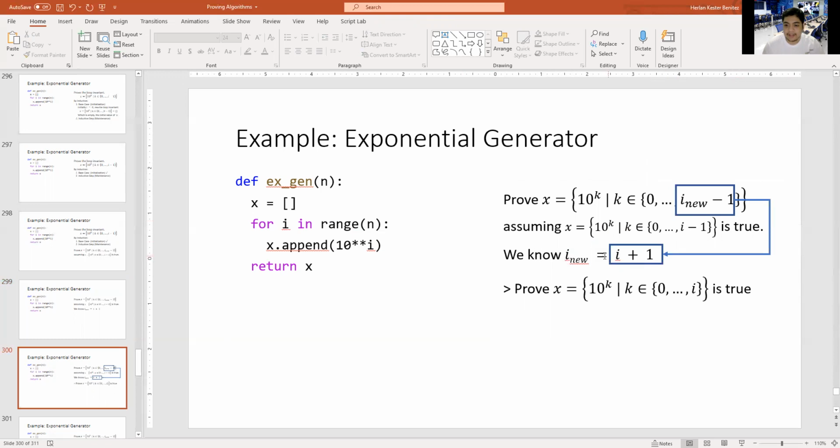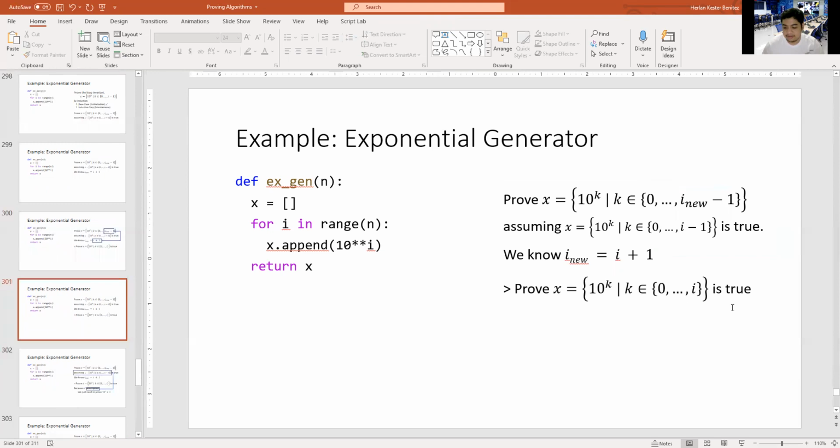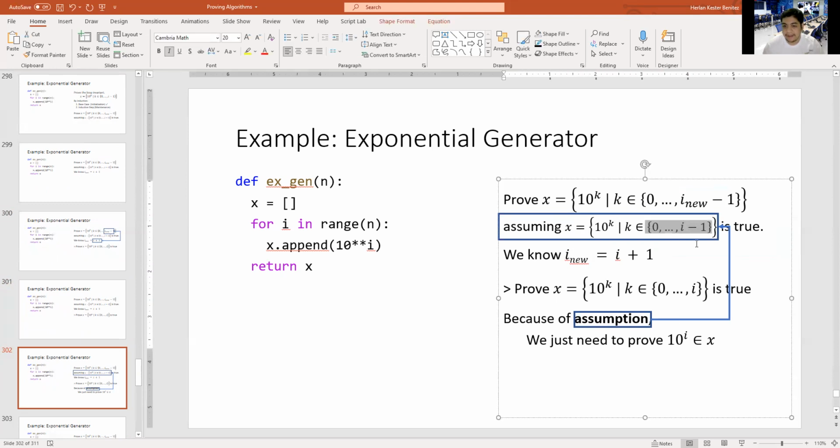So, i-replace lang natin yung nandito sa statement na to. Yung i plus 1, ipalit natin kay i new over here. So, kailangan na natin i-prove na x contains 10 to the k, wherein k is 0 hanggang i. So, using our assumption, alam naman na natin na x already contains 10 to the k hanggang k equals i minus 1. So, kailangan na lang natin i-prove na x contains 10 to the i.